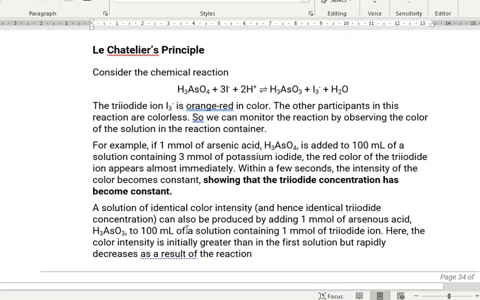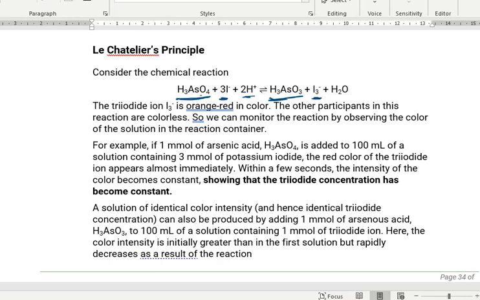Now, equilibrium class is governed by a principle called Le Chatelier's Principle. Okay, so let's take a look at this chemical reaction. Arsenic acid plus the iodide ion can form, in acidic medium, arsenous acid and triiodide ion.